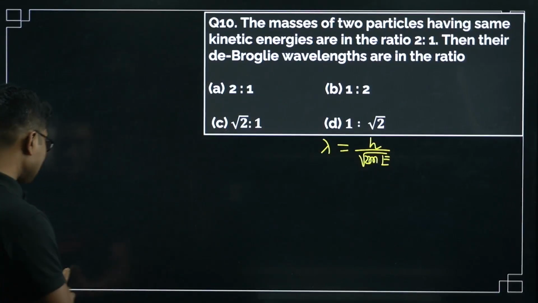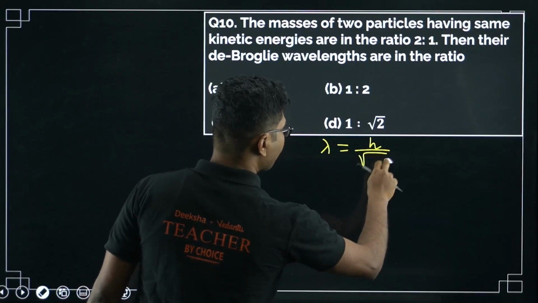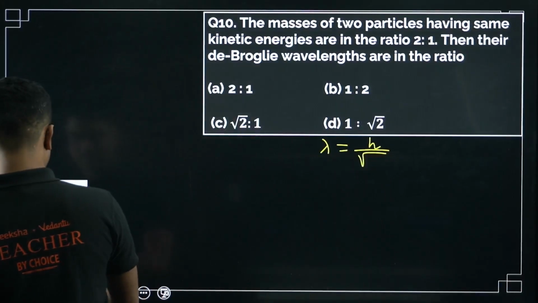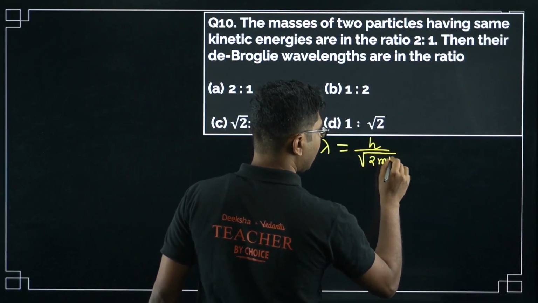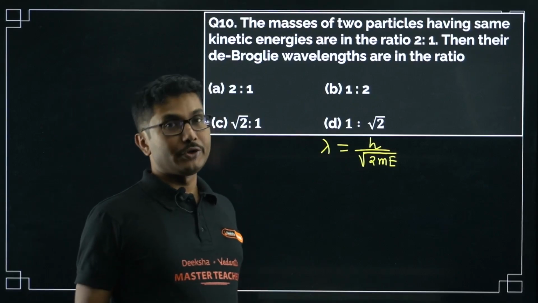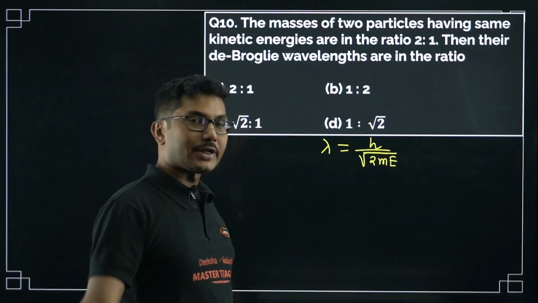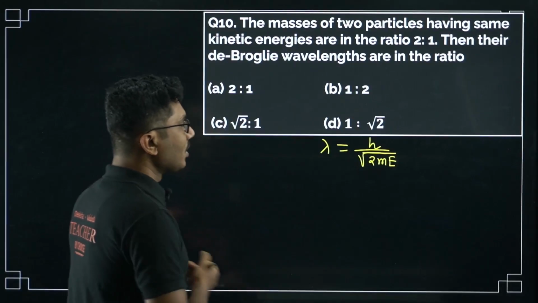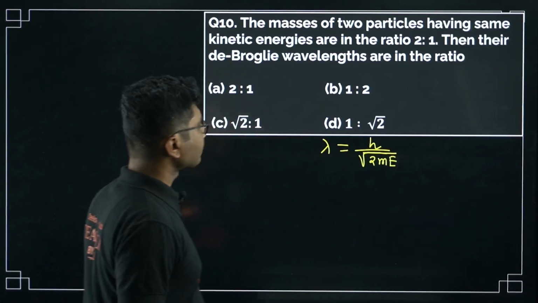How am I writing this? If you have missed this video, I have done the theory part of this in the KSET Master Stroke series. You can check that out. Even though it is KSET, the syllabus is the same, so videos are the same. Questions are slightly different. Other than that, the syllabus for KSET and COMEDK are the same. So h by square root of 2mE. This is the wavelength lambda.